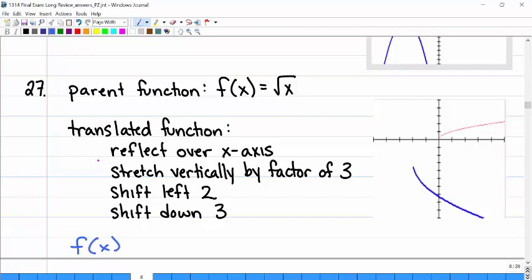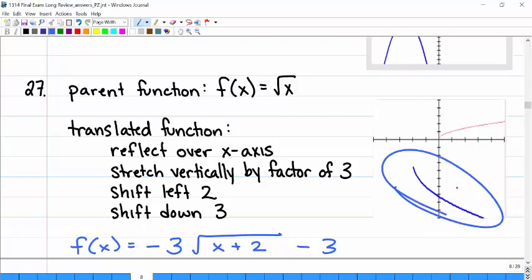If I want to reflect it over the x-axis, I know that I need to type a negative out front. If I want to stretch it vertically by a factor of 3, I know that I need to have a negative 3 out front. Okay, now the shifts. I want to shift it left 2, so under the radical, I want to type in x plus 2. Then I want to shift it down 3, so out to the right, I want to put minus 3. So my blue function here is this function, and it has these properties.